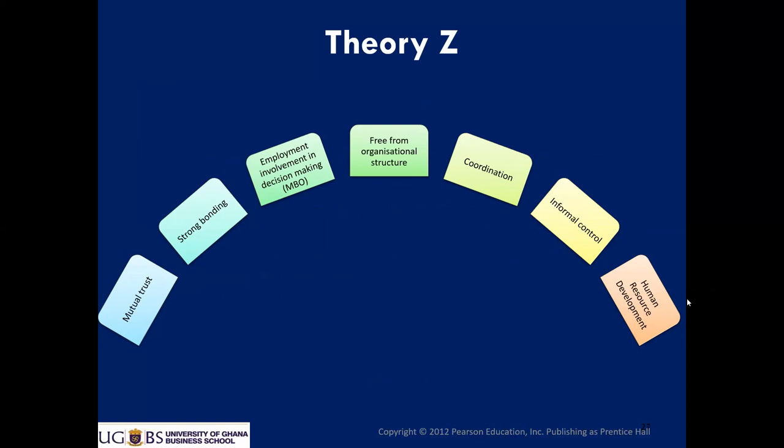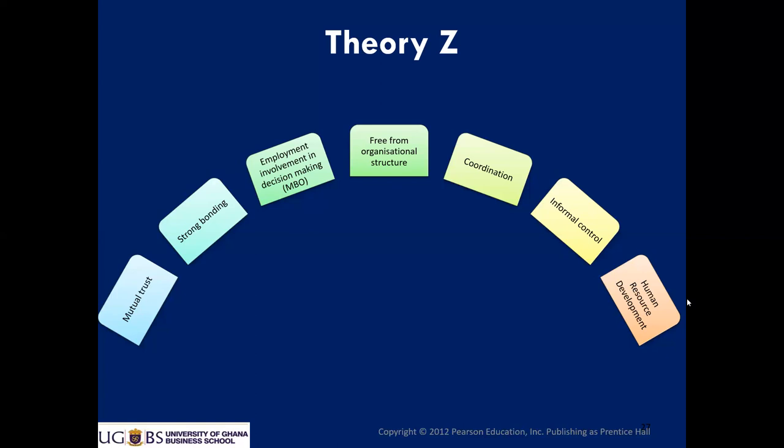Now, what does this theory emphasize? Mutual trust, strong bonding, employee involvement in decision making, freedom from organizational structure, coordination, informal control, then human resource development. If you look at these things carefully, the idea is that it puts responsibility at the door of the employee. The employee is empowered to think that this is for me, so how I do it the best way is the most important thing.